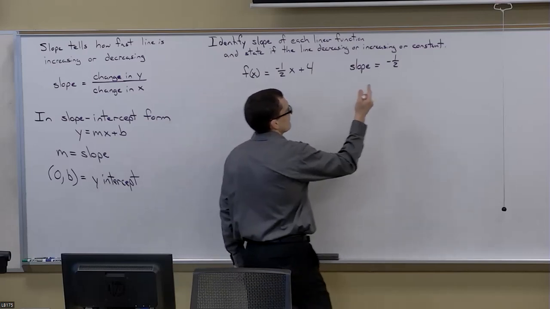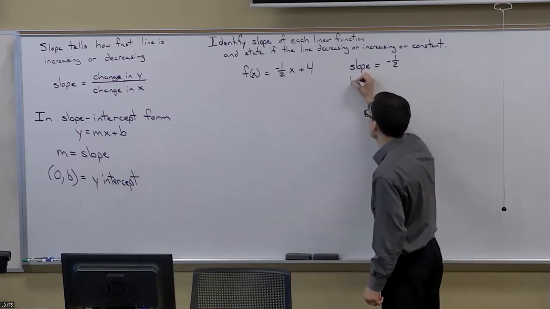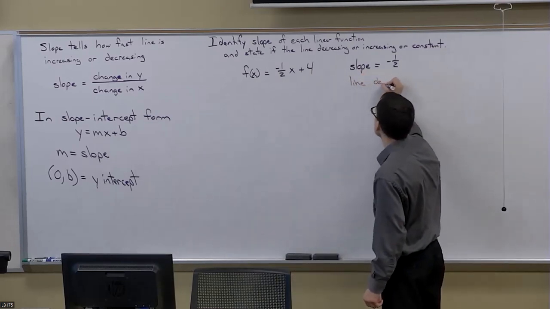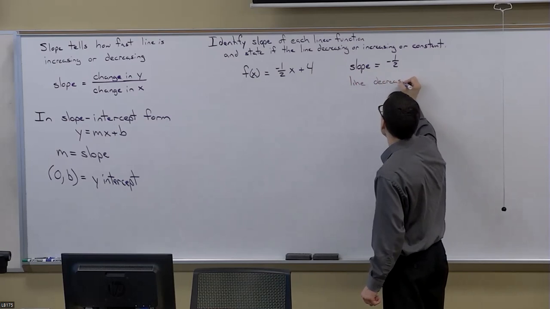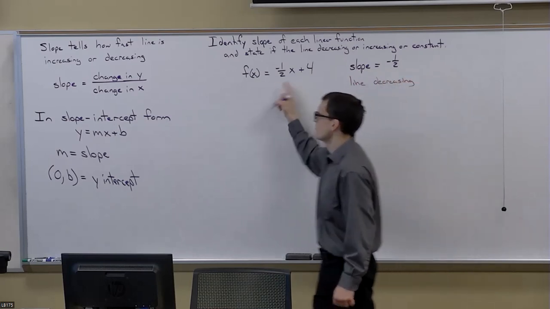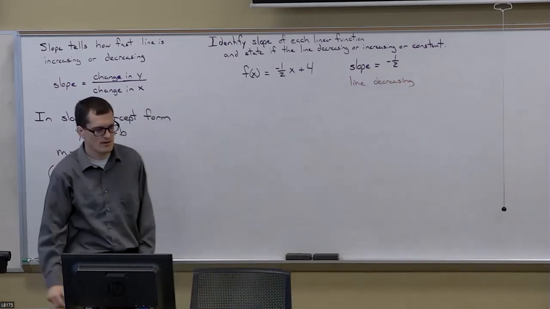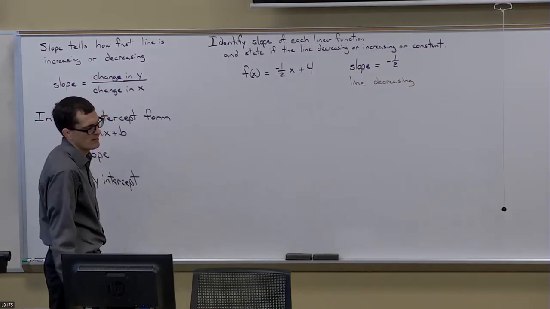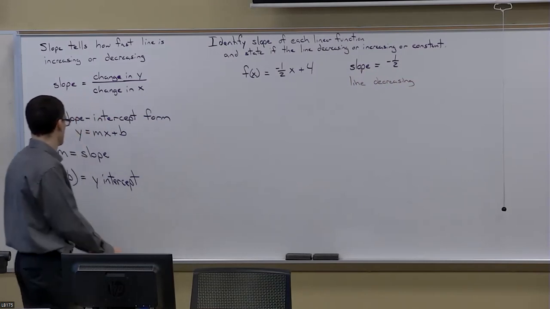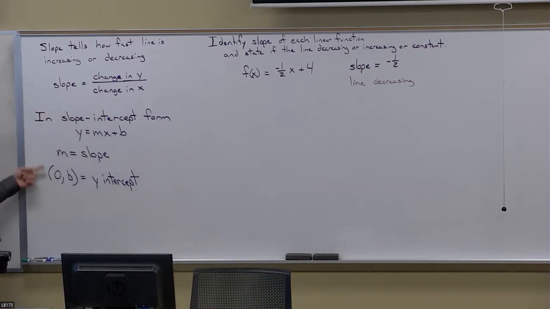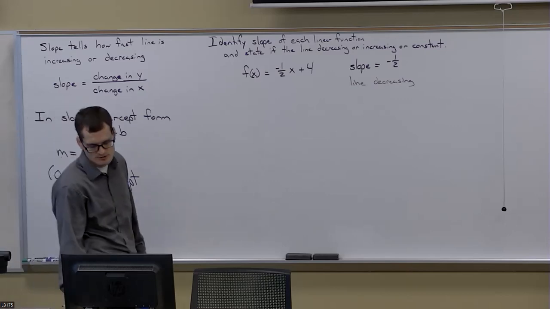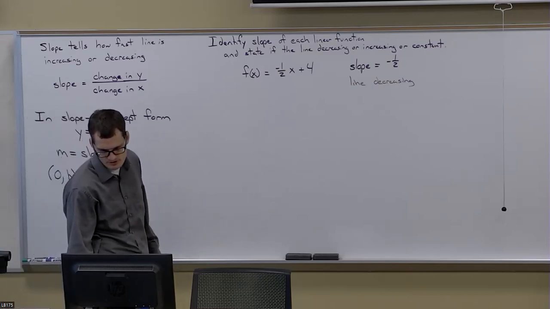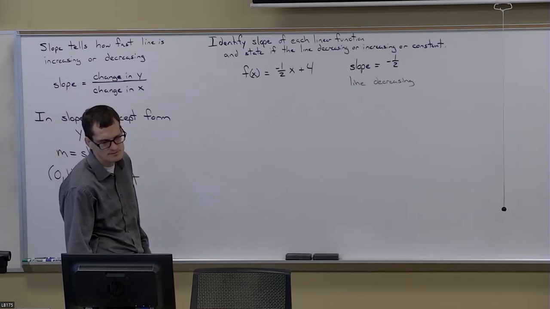So slope is -1/2, that means this line is decreasing, right? And also, if we wanted to, the y-intercept is 0,4, right? We weren't asked to do that, but we could do that if we wanted to.